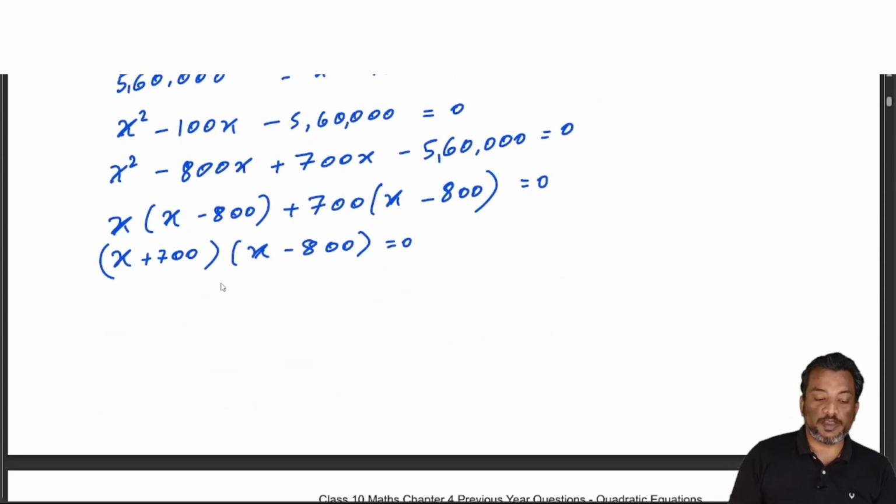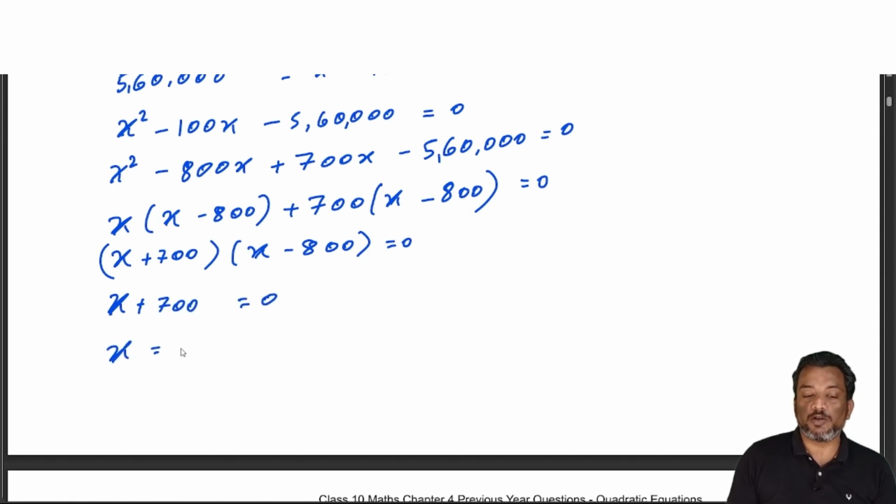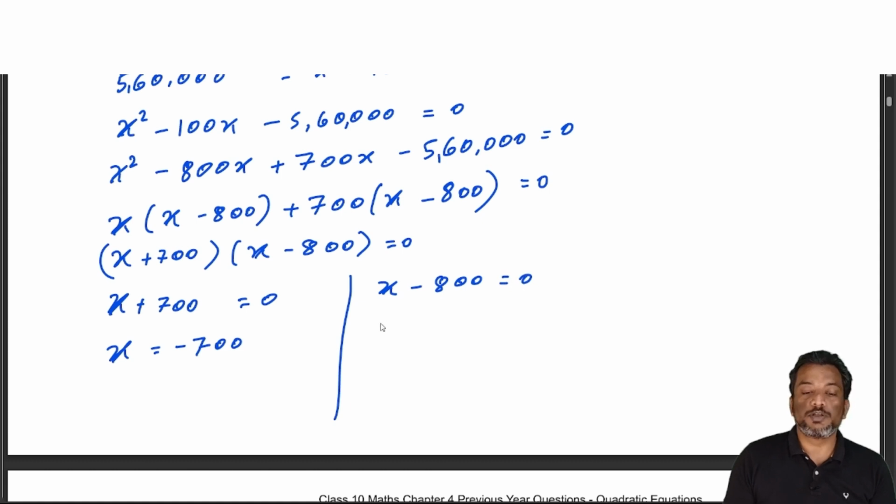So now you can say here x plus 700 is equal to 0. So x is equal to how much? Minus 700. Okay, same way you can say x minus 800 is equal to 0. So which means x is equal to how much? 800.